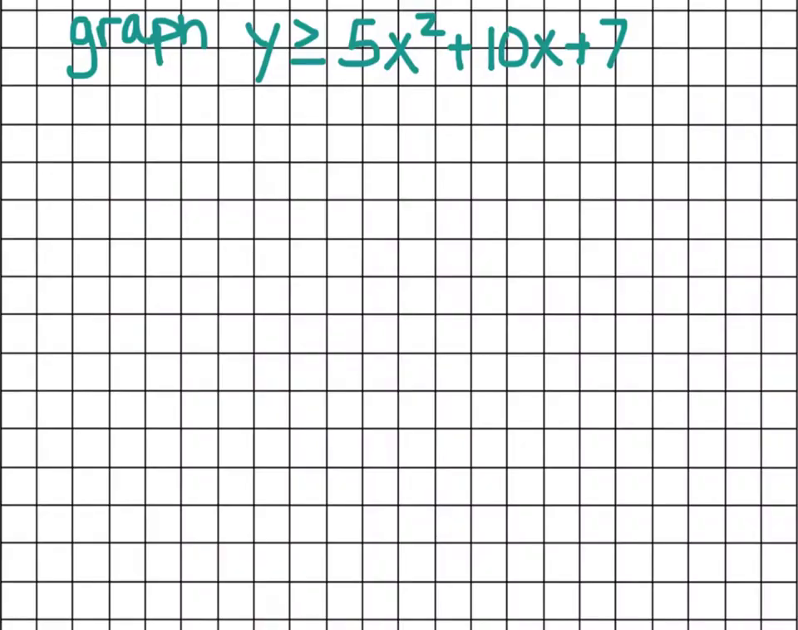Alright, the first thing we're going to graph is y is greater than or equal to 5x squared plus 10x plus 7. First thing I want you to do is look at the symbol and decide, okay, this is greater than or equal to, so we are going to graph it with a solid curve. We are also going to shade, and since it's greater than, we will shade up. So I've made those notes so I don't forget. Alright, the rest of it we're just going to graph according to how we always do.